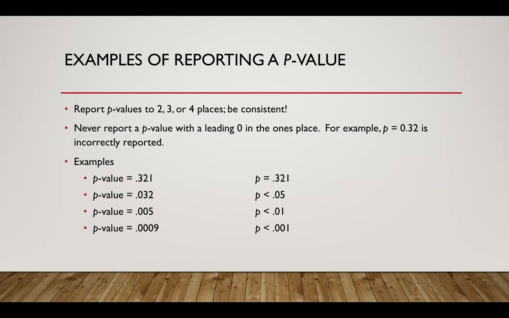It's higher than 0.05. The second example, the p-value 0.032, we would report as p less than 0.05, because it is significant at 0.05. It's not significant at 0.01 because 0.032 is not less than 0.01. Same thing for a p-value of 0.005, reported as less than 0.01. And a p-value of 0.0009 we would report as significance less than 0.001.